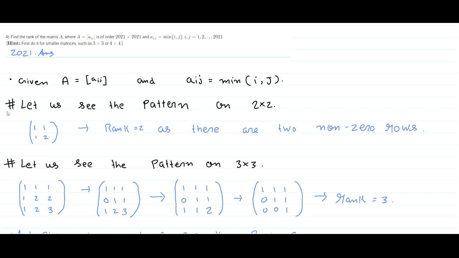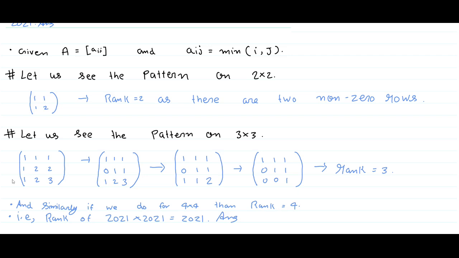Let us now see the rank of a 3 cross 3 matrix. The 3 cross 3 matrix where each entry is the minimum of its row or column number will look like this. Later, if we reduce this matrix, then we can again see that there are 3 non-zero rows. So, the rank of this matrix is going to be 3. And similarly, if we see the rank of the 4 cross 4 matrix where each entry is the minimum of its row or column number, it is 4.